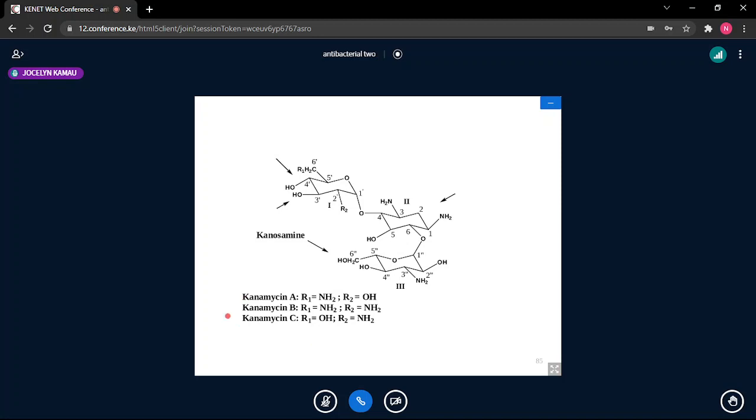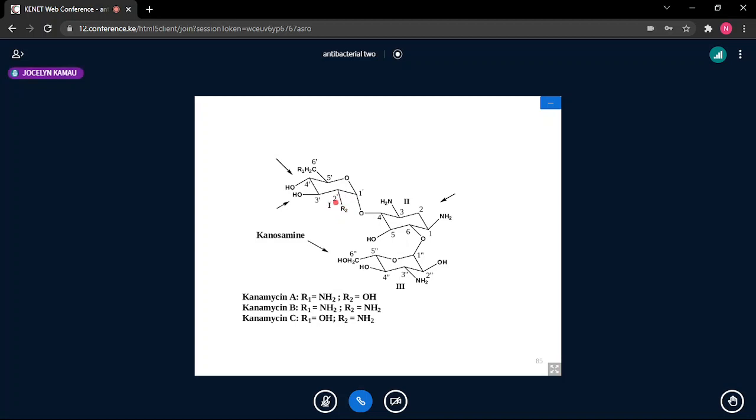So if you look at kanamycin, you have kanamycin A, kanamycin B, and kanamycin C. All these will be the same. Where we will get a difference between the various kanamycins A, B, and C is at position 6' and position 2'. So you can see for kanamycin A, R1, which is at 6', is an amino group, and R2, which is at 2', is a hydroxyl group.